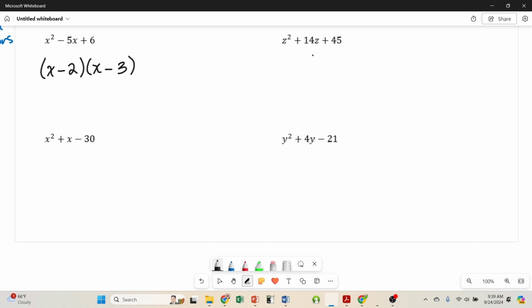The second one here, we're going to end up with z in each, z and z. This plus here tells me both are the same, and this plus tells me these are both plus. So what are the two numbers that multiply together to make 45 that add up to 14? Well, factors of 45, 1 and 45, that doesn't add up to 14. And the next two factors are 9 and 5. So we put 9 here and 5 here, and those do add up to 14.